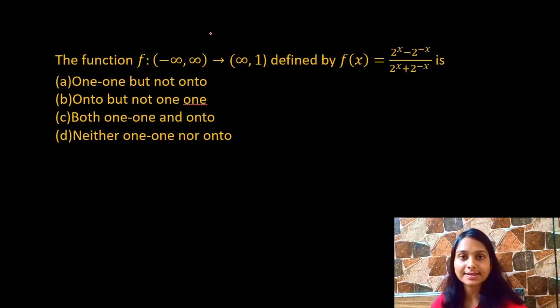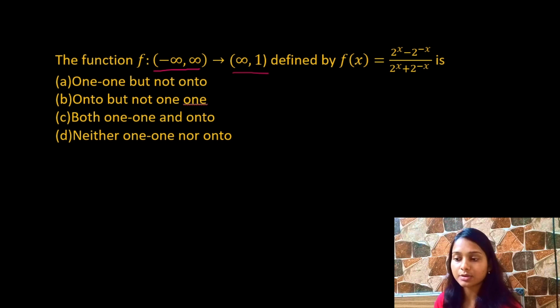In today's video, I'll be discussing a question from IIT JEE of the session January 2025. So this is the question. Suppose we have a function like this one here, which is defined from -infinity to +infinity. This is the domain, and this one is the codomain, and the function is defined like this. Then we need to find out whether this function is one-one or onto, or both one-one and onto, or neither one-one nor onto.